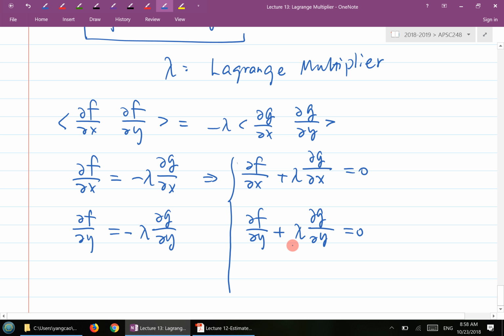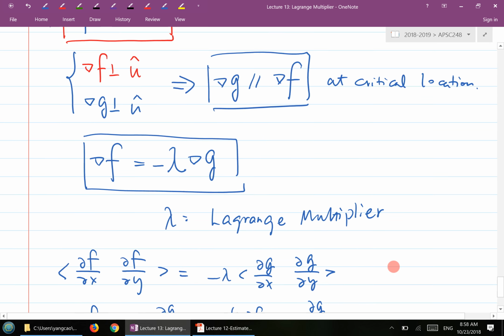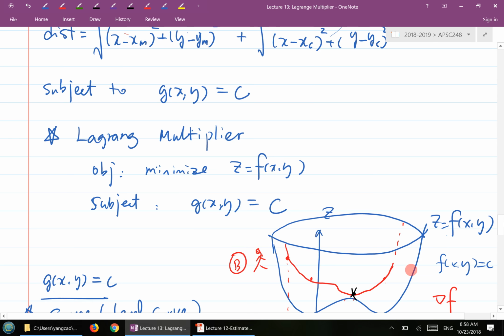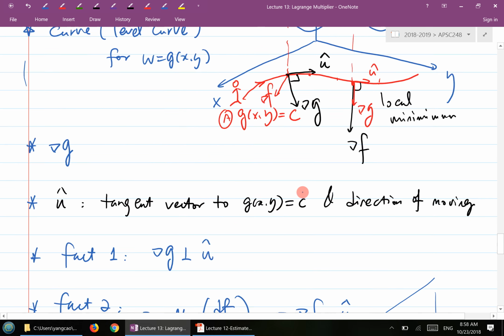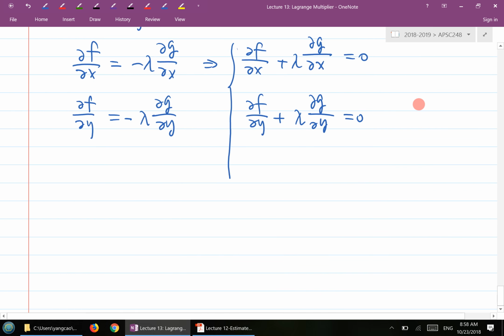There's one we haven't used yet. What will be the third equation here? What's the nature of the problem, remember? It's minimize this subject to this, right? That's the third equation here. So you have three equations, three unknowns, and then you will be able to solve for a solution x, y, lambda.